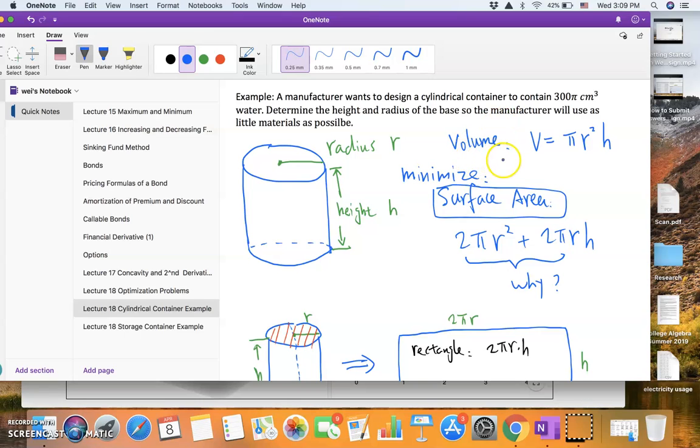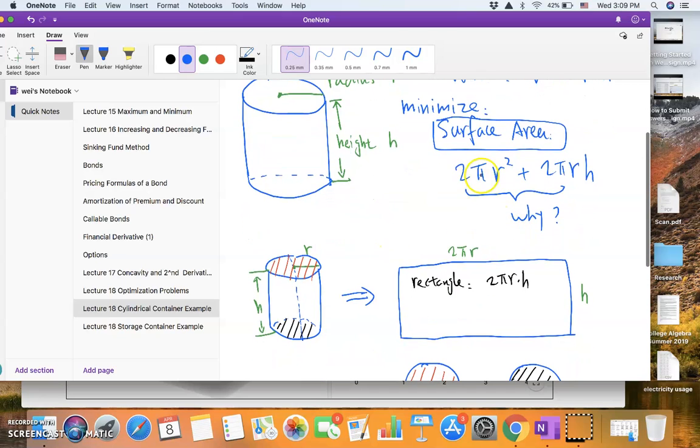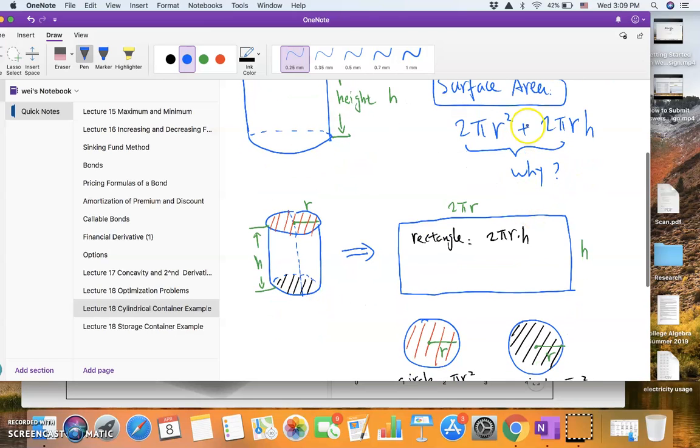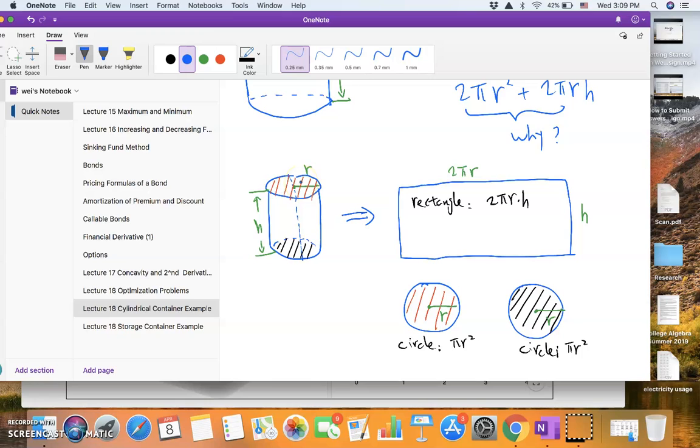The formula of the volume is pi r squared times h. Here r is the radius of the base, and h is the height of the cylinder. Now the surface area equals 2 pi r squared plus 2 pi r h. The reason is that if we cut the cylinder into 3 pieces, 2 pieces are the top base and the bottom base, and they are both circles. These 2 circles have the same radius, so the area of each is pi r squared.